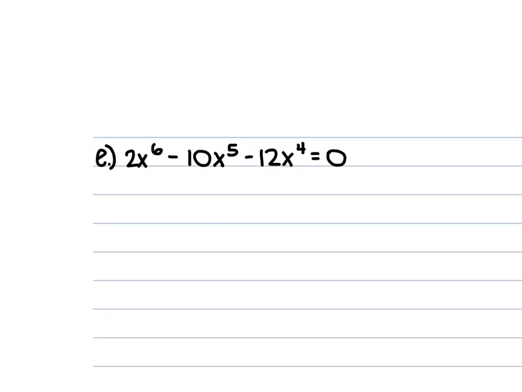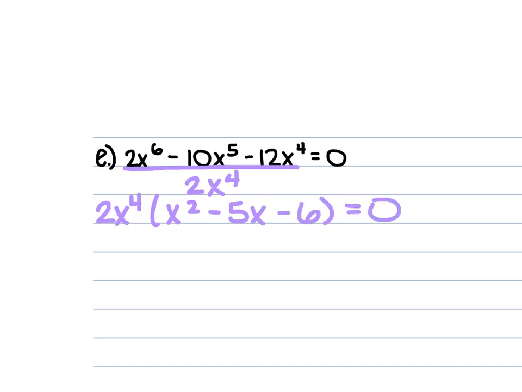If we look at our next example, we have 2x to the 6th power minus 10x to the 5th power minus 12x to the 4th power is equal to 0. So we're going to factor out our greatest common factor with these, which is going to be a 2x to the 4th power. So it's going to come out front. We're going to be left with x squared minus 5x minus 6 is equal to 0.